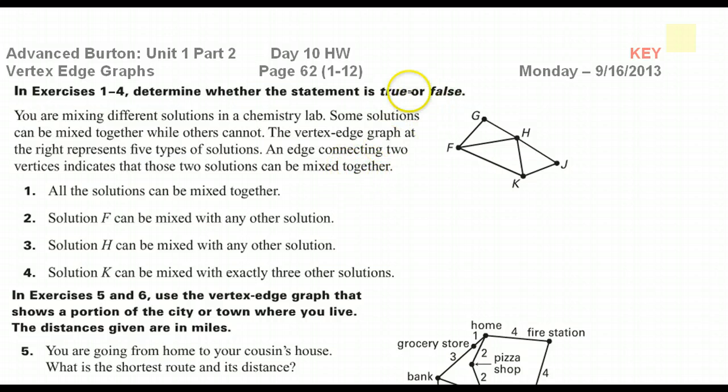Alright, so this is true or false. All the solutions can be mixed together. That is definitely going to be false. For example, there's no direct link between the G and the J. So that means G and J cannot be mixed together, nor can F and J or G and K. Those cannot be mixed together.